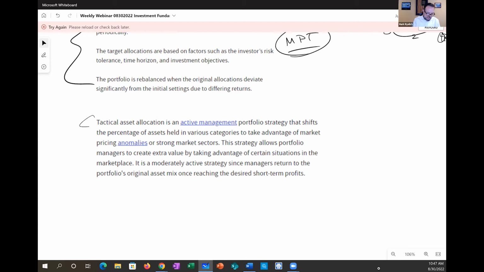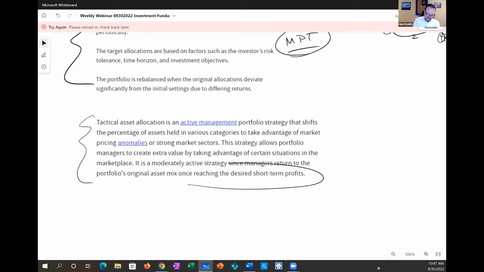Tactical asset allocation is an active management portfolio strategy that shifts the percentage of assets held in various categories to take advantage of market pricing anomalies or strong market sectors. This strategy allows portfolio managers to create extra value by taking advantage of certain situations in the marketplace. It is a moderately active strategy since managers return to the portfolio's original asset mix once reaching the desired short-term profits.